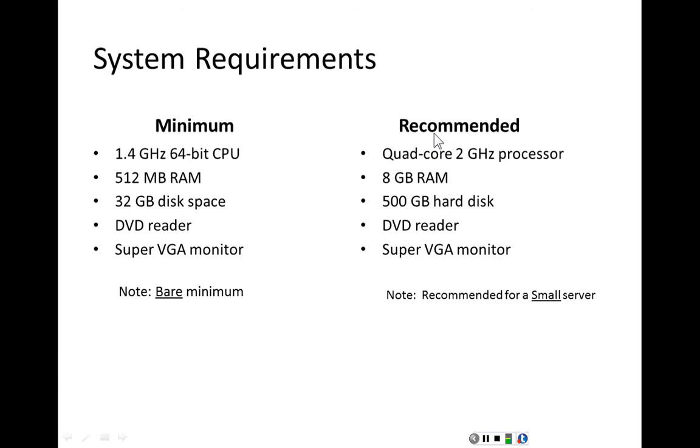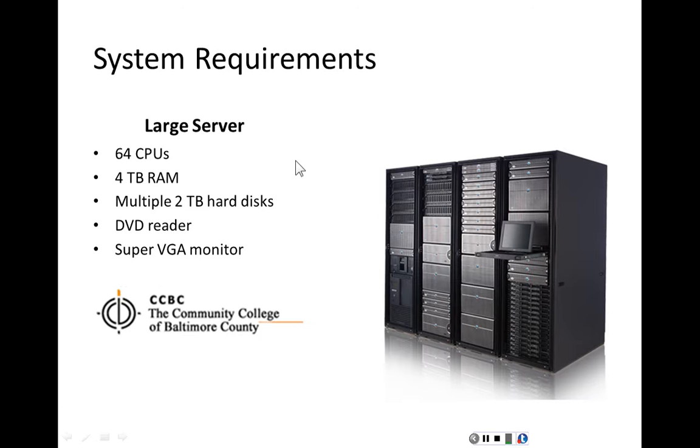It's really recommended that you get more than just the bare minimum. For even a small server, you might want to have a quad-core 2 gigahertz processor and 8 gig of RAM, just for a small server. And if you had a big old data center server, as we do here at CCBC, it might have up to 64 CPUs, 4 terabytes of RAM, and multiple 2 terabyte hard disks.